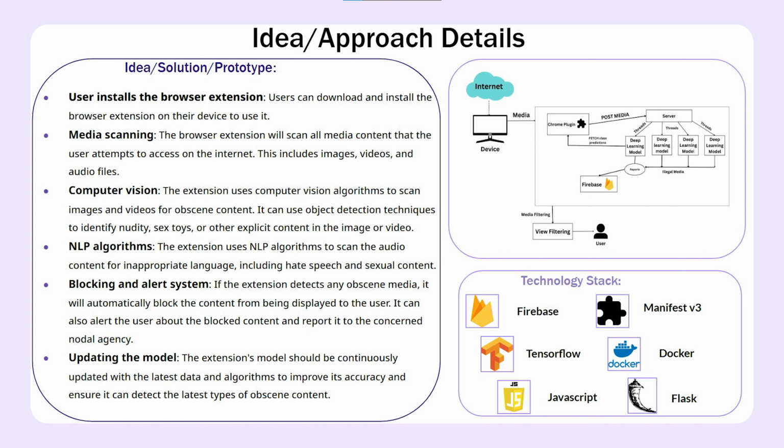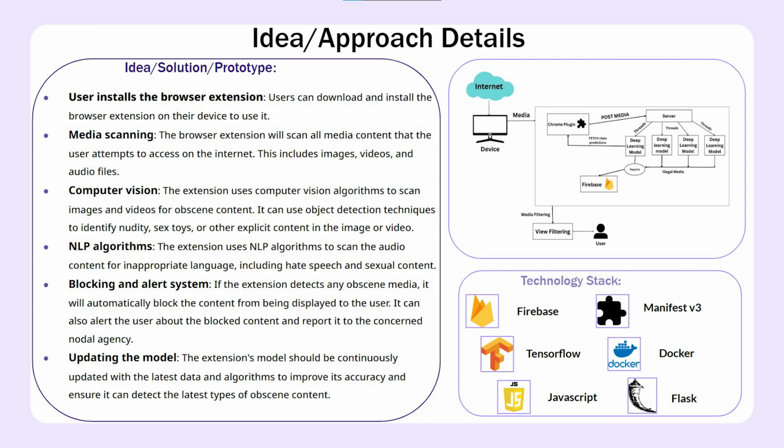Here, as you can see in the diagram, our plugin scans and posts media to the server, where deep learning models classify the media into categories such as gore, pornography, and so on, in a multi-threading environment for quicker response. Based on these classes, the media are blocked on the user's browser. The particular website is also reported, and the reports are stored in Firebase.